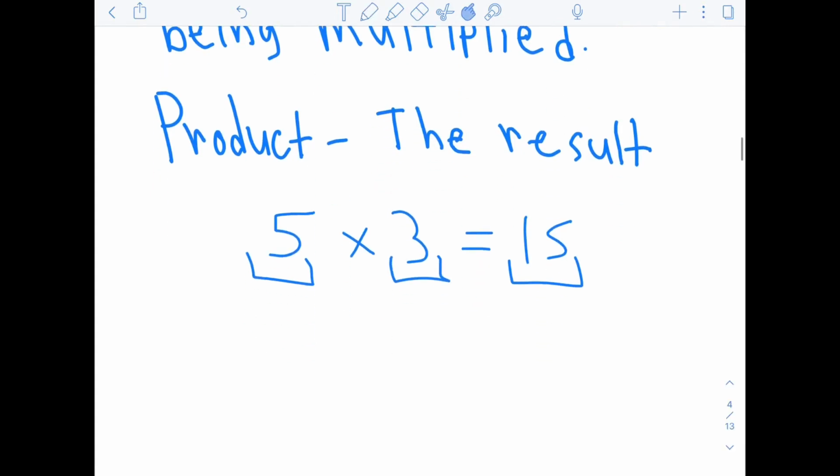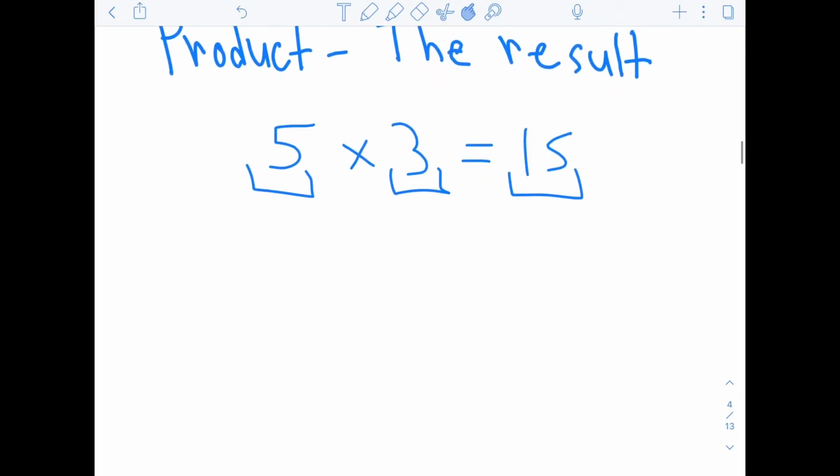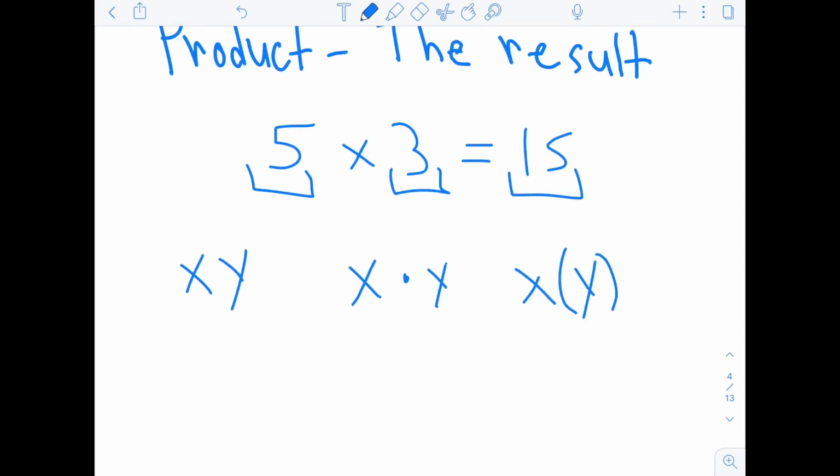And there are many different ways to represent the product of two numbers. So if I want to multiply x and y together, I could just write xy. I could write x with a dot y. I could write x with y in parentheses, or x with y without parentheses, or I could do both in parentheses.